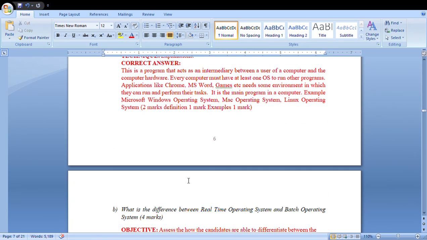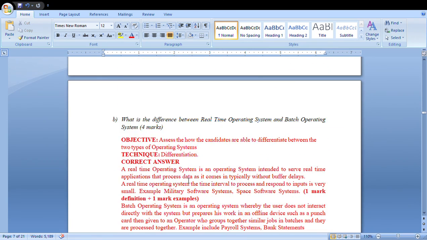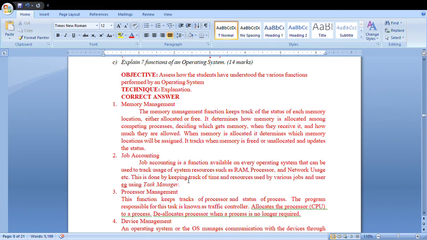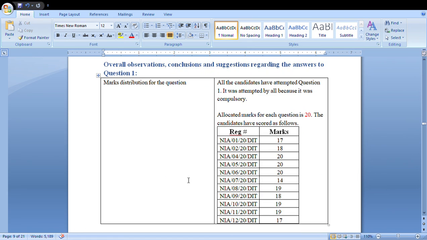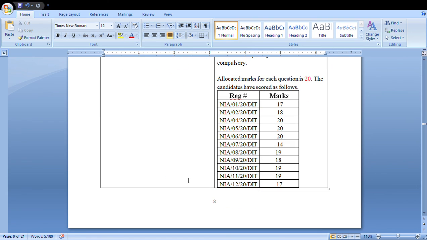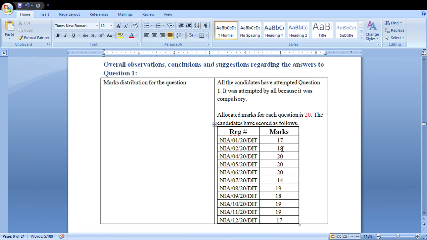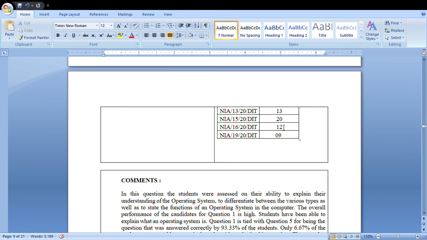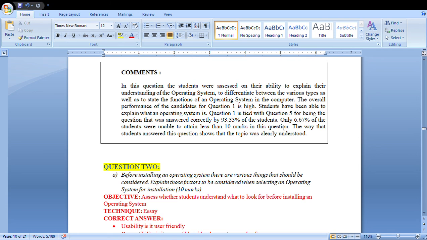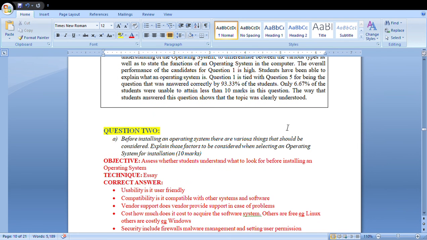The rest is just straightforward marking scheme, answers, the technique, and all that. Yeah, so I think we could be done with this. This is just straightforward, the marks of the students and their registration numbers. Yeah, with that I would like to call this a day.